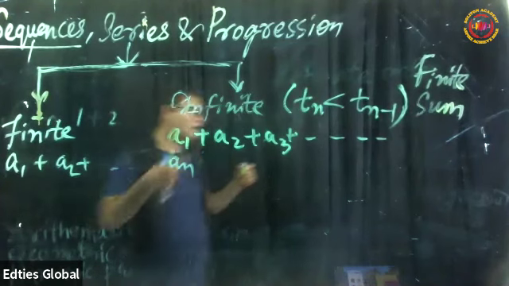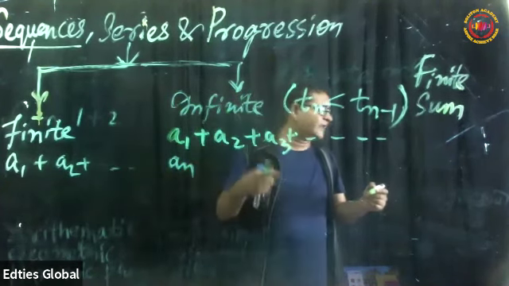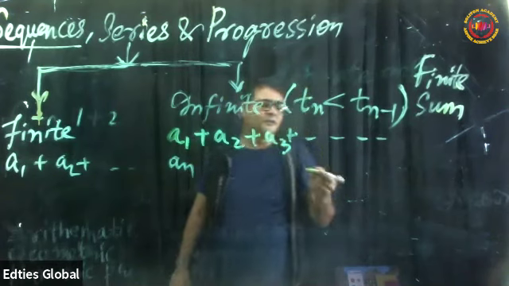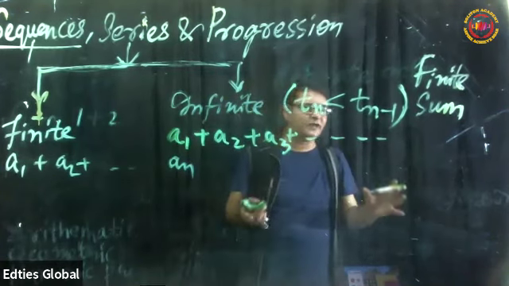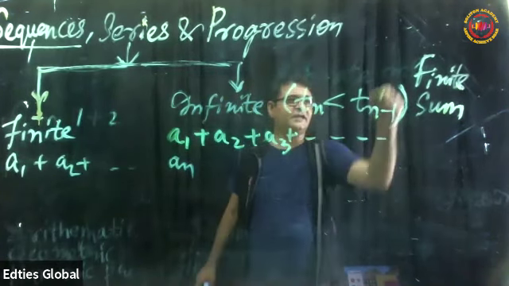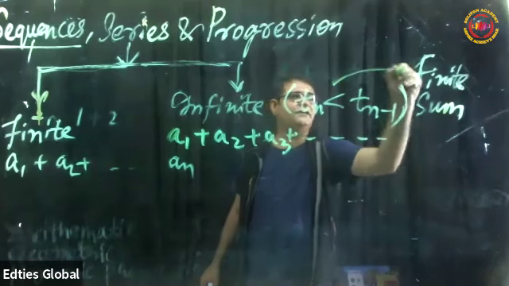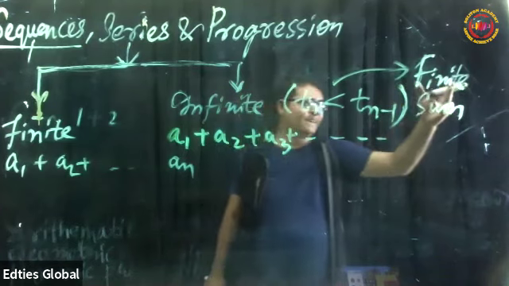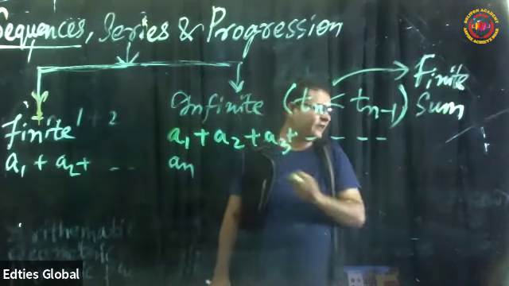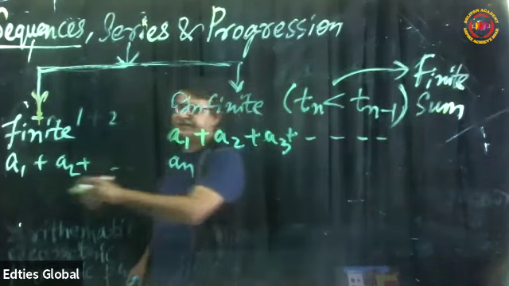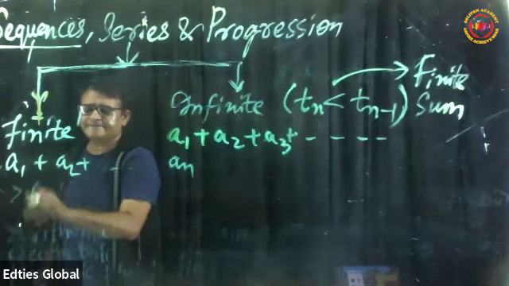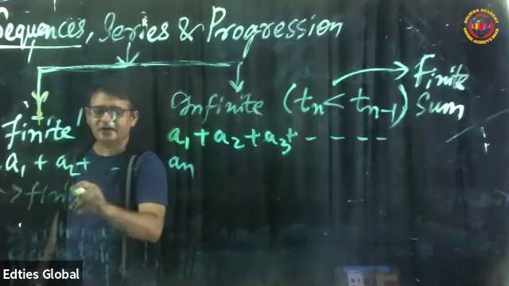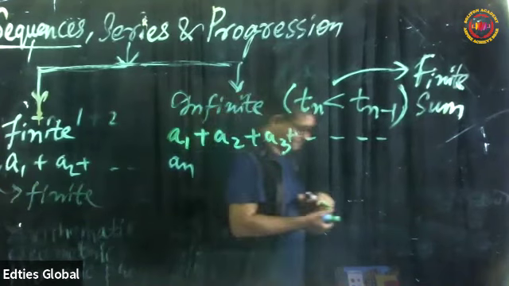Okay, but sometimes this infinite series can also have a sum that is not finite. So they can have two kinds. If the nth term is less than the previous term, there will be a finite sum of the infinite series. Finite series will always have a finite sum. Right, this is clear to all of you?